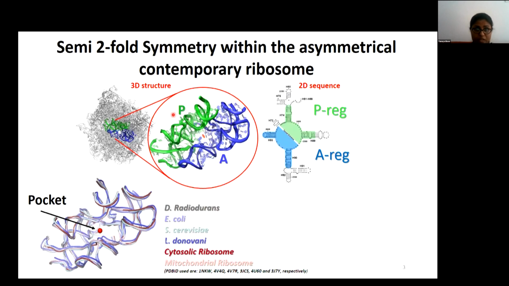A closer look into this figure, as well as the two-dimensional view of the symmetrical region in the peptidyl transferase center, clearly demonstrates the semi-symmetrical nature. Structural analysis and overlay of the ribosome complex of various species, which have been listed here, indicates that this region is highly conserved among many species of life. This PTC comprises an A region and a P region, which have been marked in blue and green respectively here.